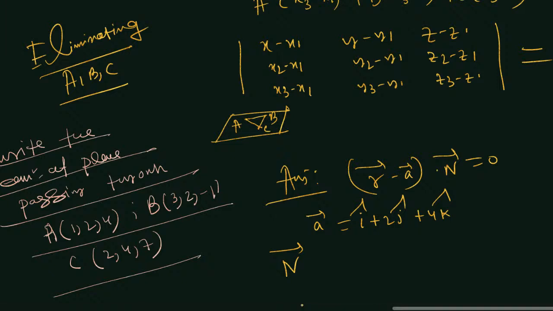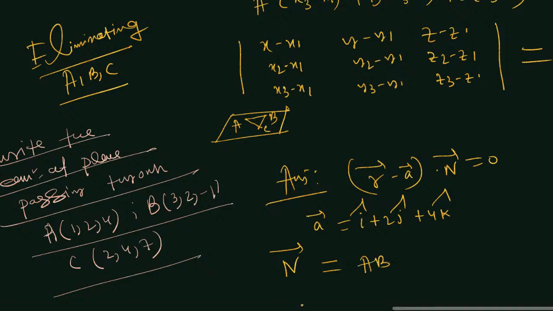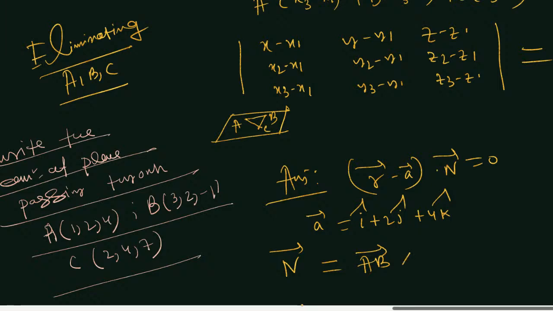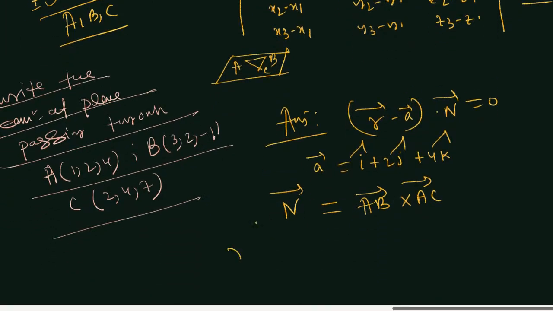So if you see that there is no choice, can I take AB and AC? Yes, of course you can take. So N is any vector perpendicular to the plane, so N will be along AB cross AC. Okay? And A is a known point. So (r minus (i plus 2j plus 4k)) dot AB cross AC. What is AB cross AC?